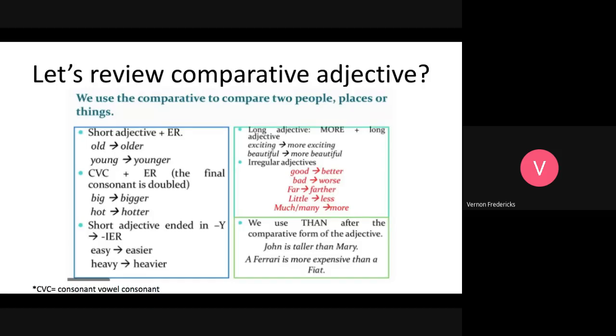So let's just run through the comparative adjectives. These are the rules that we did in presentation 1, so I will just run through them again. Short adjectives, one-syllable adjectives, plus ER. Old, older. Young, younger. Short, shorter. These are all one-syllable adjectives, and we just add ER. My brother is older than my friend. My sister is younger than me. So we're comparing my sister and myself. She is younger, I am older.